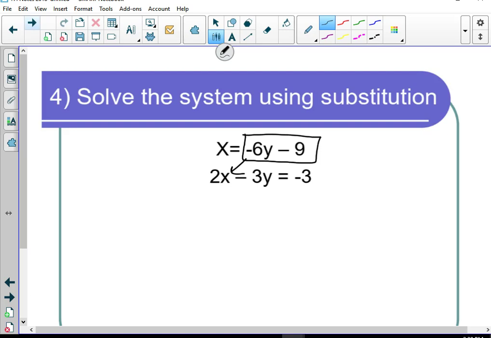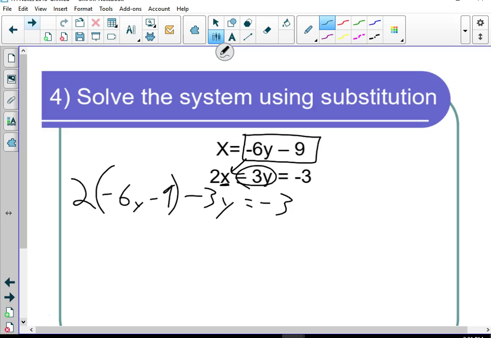Notice though, the x has a coefficient. So when I write the 2, next thing I write immediately is a parentheses. Negative 6y minus 9. Now remember, this is my x right here. So I still have to write the negative 3y. This gets left off all the time. You'll substitute in and forget the rest of the equation. Don't do that.